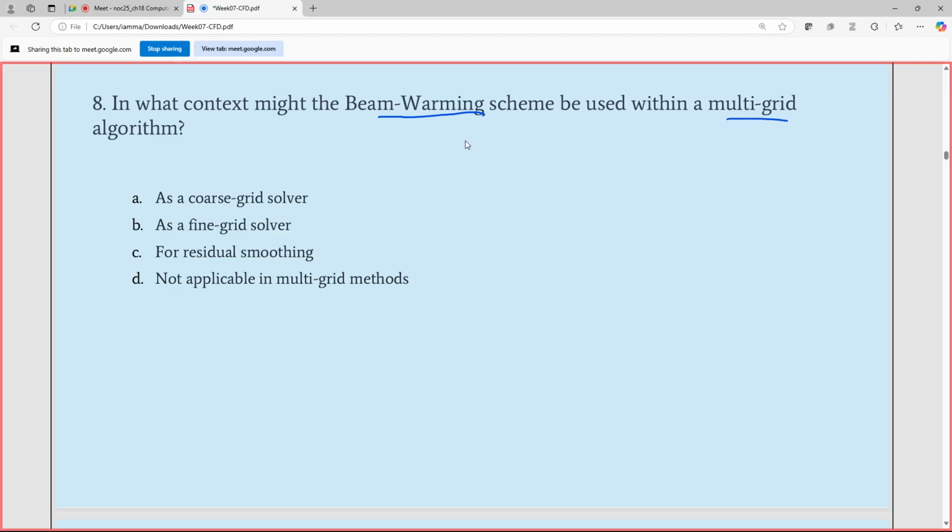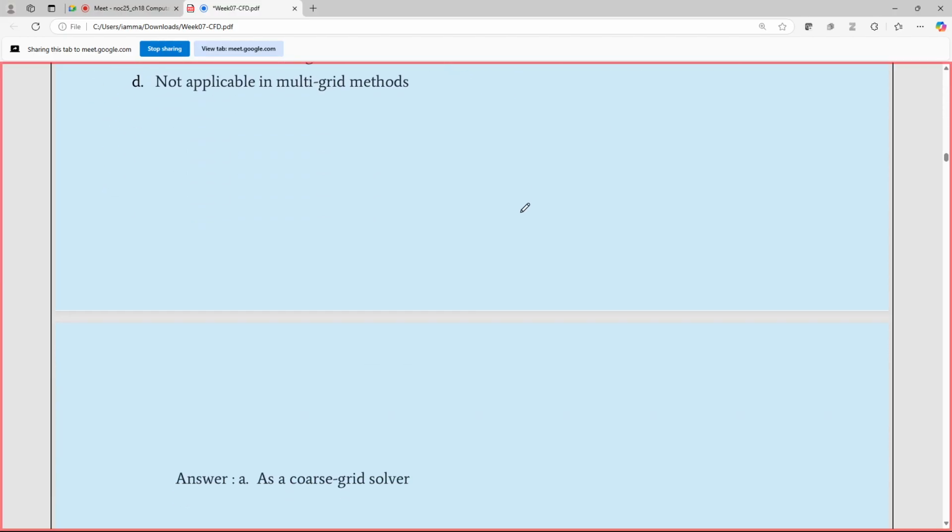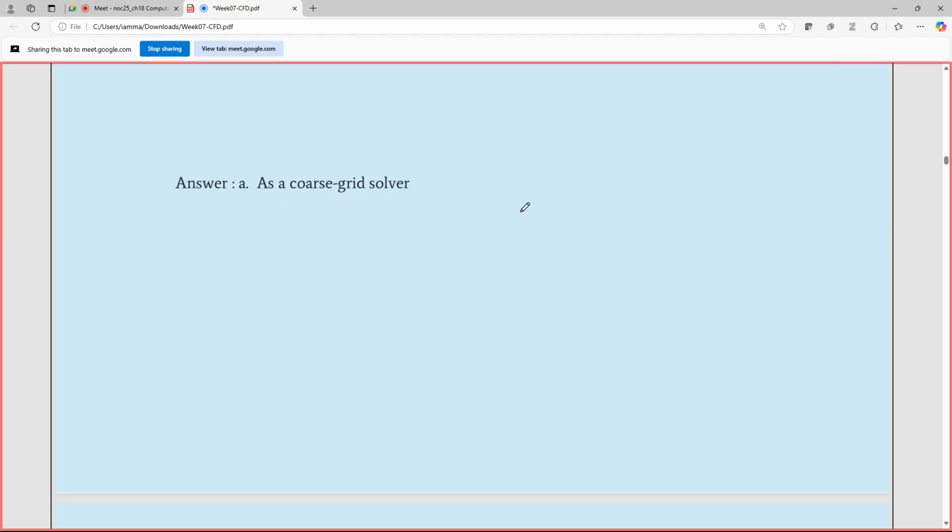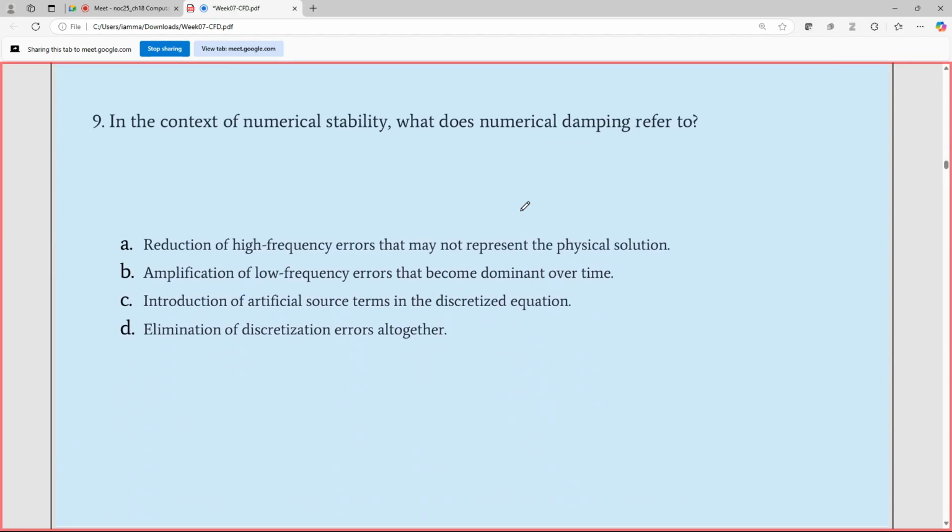As we know, beam warming method is an ADI scheme, that is alternating direction implicit scheme, and this beam warming method is also used for hyperbolic equations. And in a multi-grid method, it is mostly used as a coarse grid solver. Option A is our answer. So for a multi-grid solver, beam warming method will be used as a coarse grid solver. Moving on to next question.